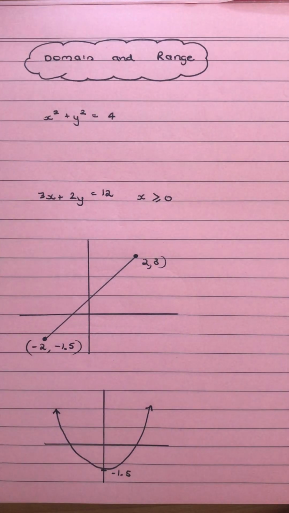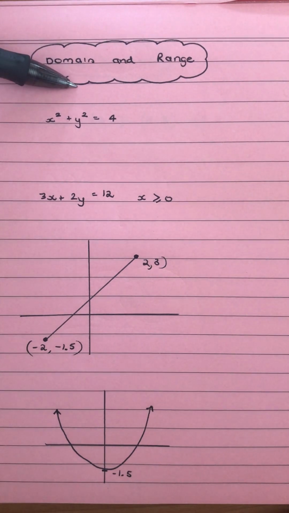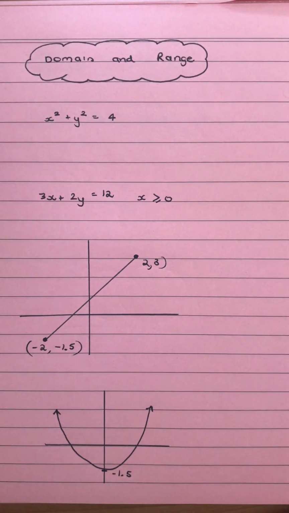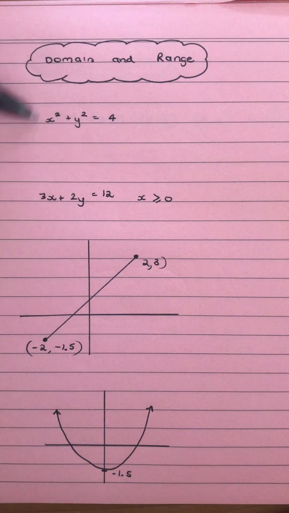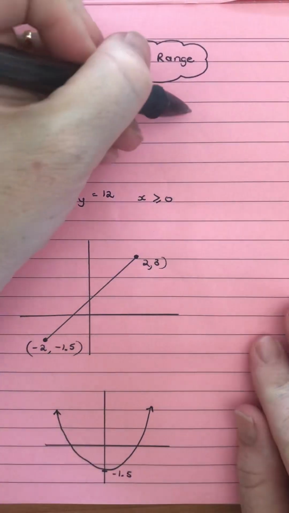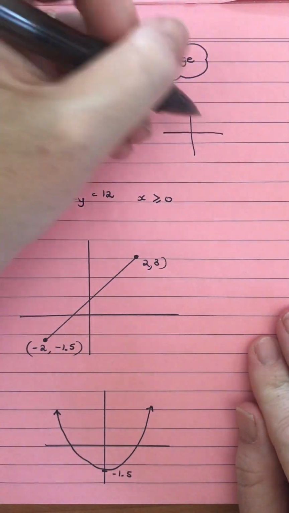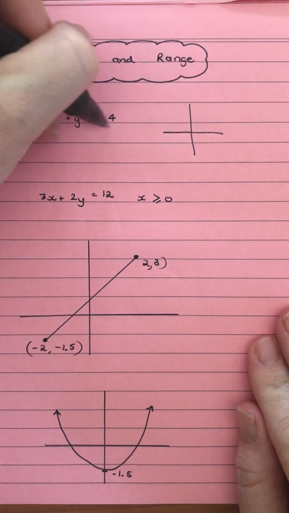Looking at some domain and range type questions. So when we're talking about domain, we're looking at the x values, and range, we're looking at the y values. Now here we've got a circle that has a center at (0, 0). So drawing a quick sketch of that, it has a radius of 2.